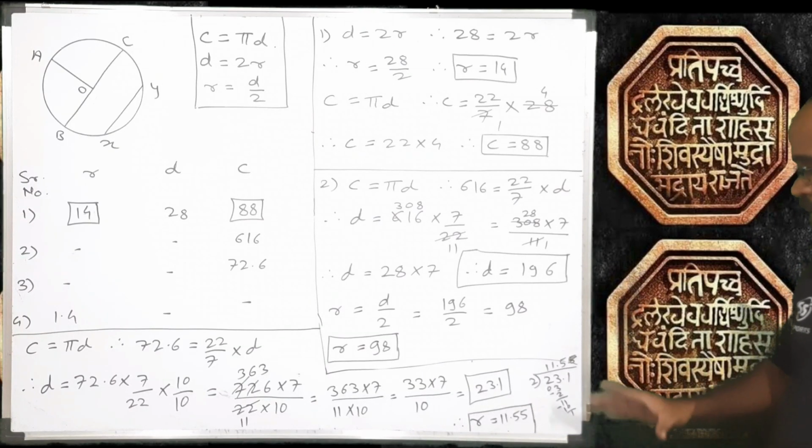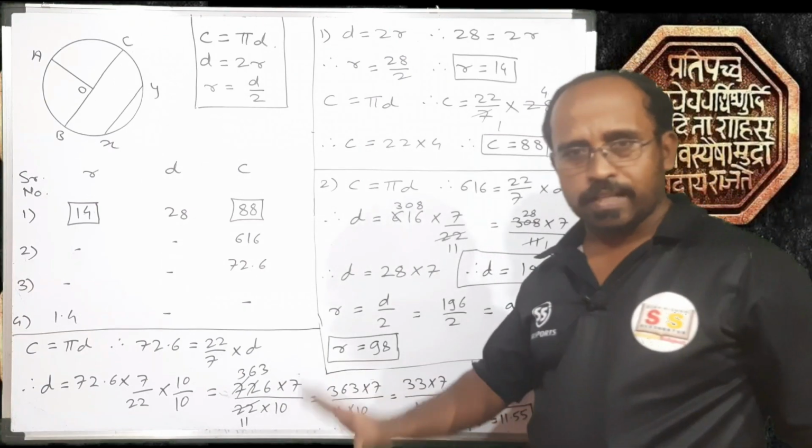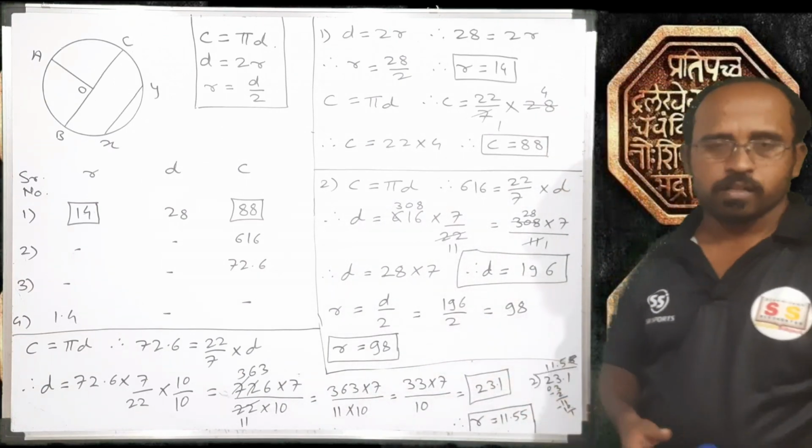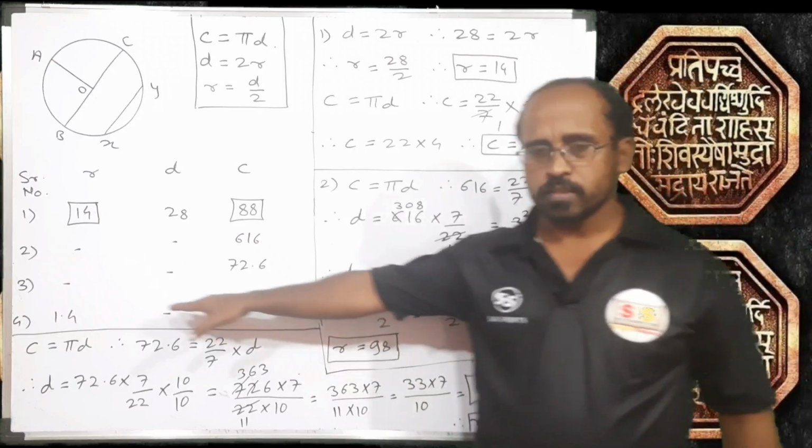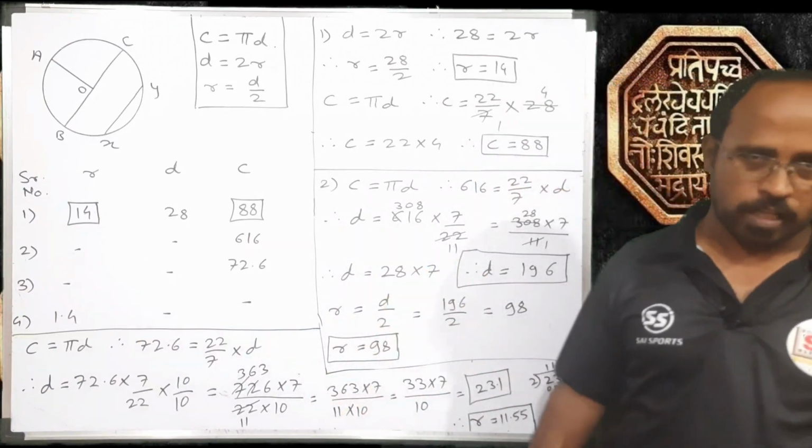Clear, students? I hope it is clear. The only thing is calculation by removing decimal point. And this fourth example, please complete as a classwork.